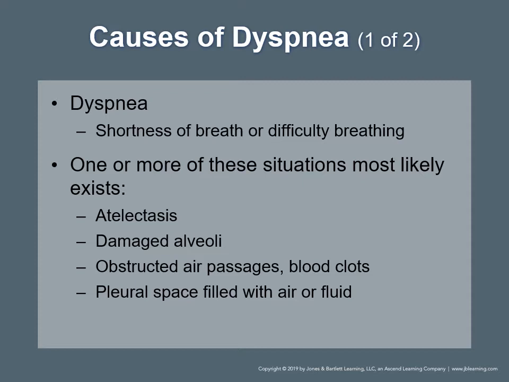Blood flow to the lungs is obstructed by blood clots. Pleural space is filled with air or excess fluid, so the lungs cannot properly expand. All of these conditions prevent the proper exchange of oxygen and carbon dioxide. Pulmonary blood vessels may also have abnormalities that interfere with blood flow and the transfer of gases.